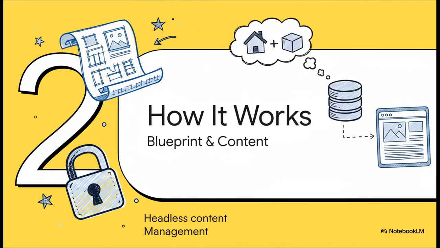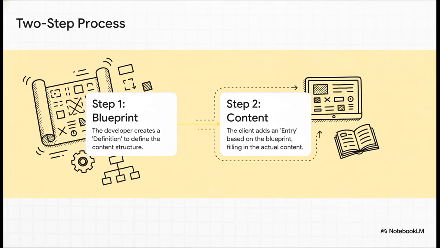So how does this whole thing work in practice? Well, it's actually really simple. The whole process boils down to just two main steps. I like to think of it as first, you create a blueprint, and then you add the content. First, you, the developer, create what Shopify calls a definition. That's our blueprint. It sets up the structure for the content. Then your client comes in and adds an entry based on that blueprint you just made. And that's where they fill in all the actual content for the website.